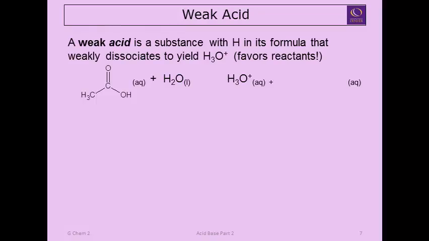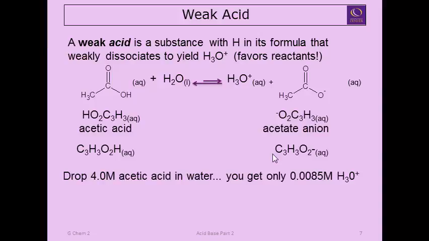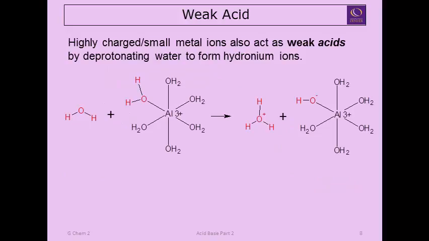So going back to the acetic acid example, if you take acetic acid and drop it in water, it creates some hydronium ions. That's why it's acidic. But the truth of the matter is it's weak, so it predominantly stays together, and the pH of the solution doesn't lower much. So if you dissolve 4 moles of acetic acid in a liter of water, you would get a lot less than 4 molar protons. In fact, you would get, and we'll learn how to calculate this later, 0.0085 molar hydronium ions.